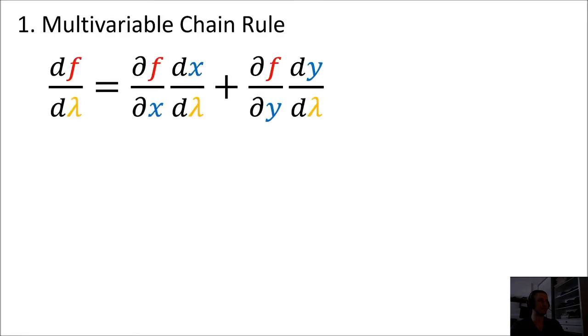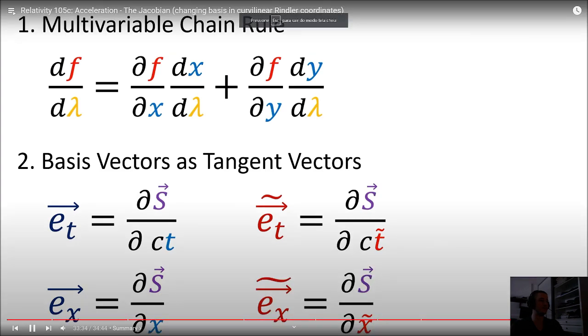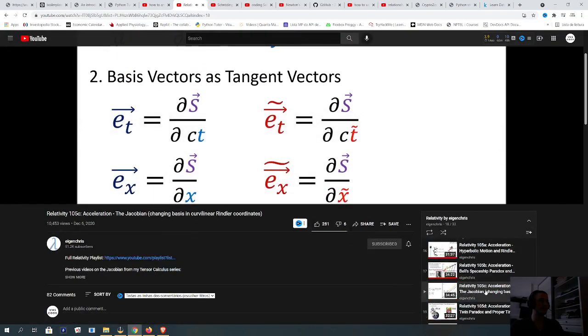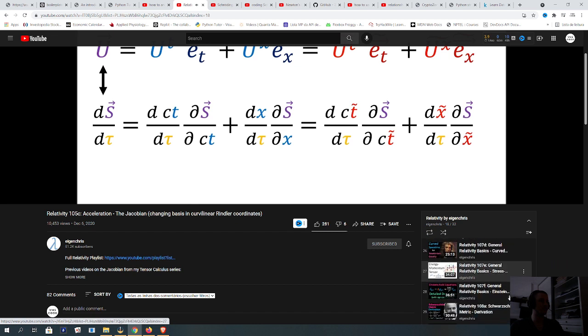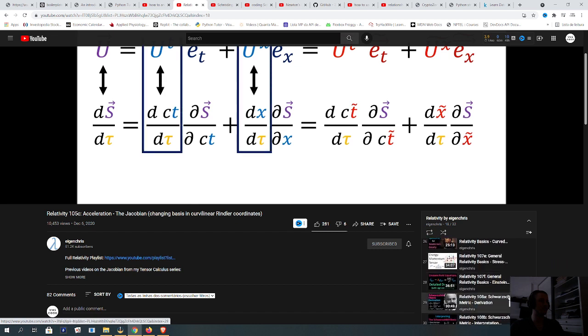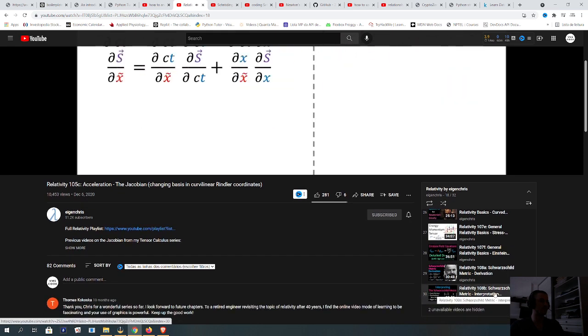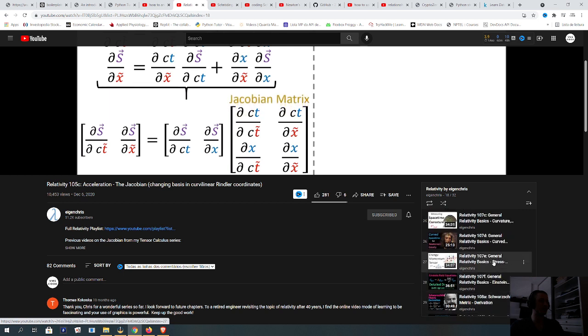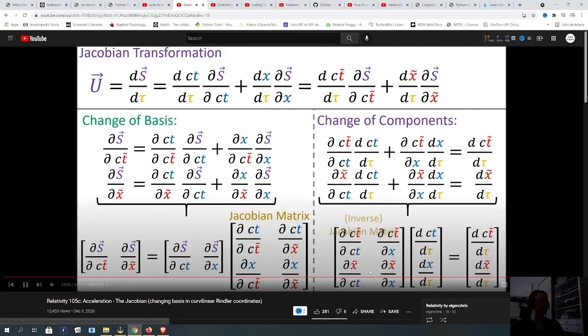So to summarize this video, we learned the multivariable chain rule, and we learned that basis vectors can be thought of as tangent vectors along coordinate curves, which is the derivative of a position vector with respect to a coordinate variable. Using the multivariable chain rule, we can expand the four-velocity vector into any basis that we like, where the four-vector components are the derivatives of coordinates with respect to tau. We can also use the multivariable chain rule to convert between basis vectors, written in matrix form using the Jacobian matrix, and convert between the vector components, written in matrix form using the inverse Jacobian matrix.